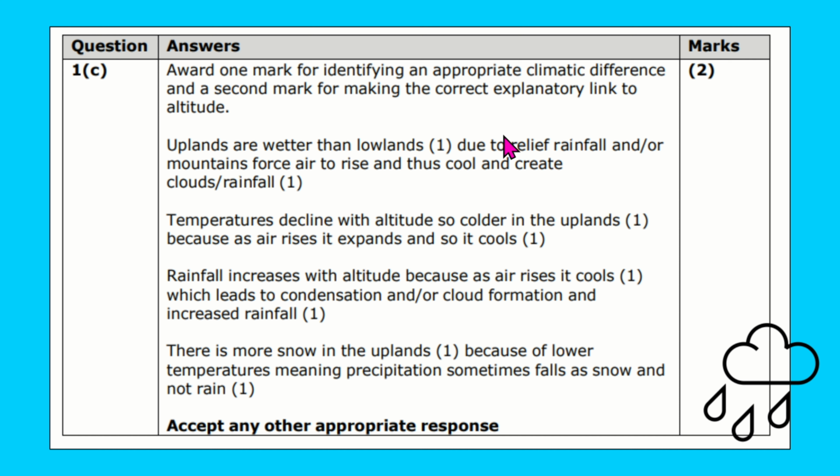This first point here is the one that we're really going to go and look at. So uplands are wetter than lowlands. That's your point. Get that mark. So this is points-based marking. It's 2 marks. Due to relief rainfall and or mountains forcing air to rise, thus cool and create clouds. Yep. So again, relief rainfall is the answer to go for.